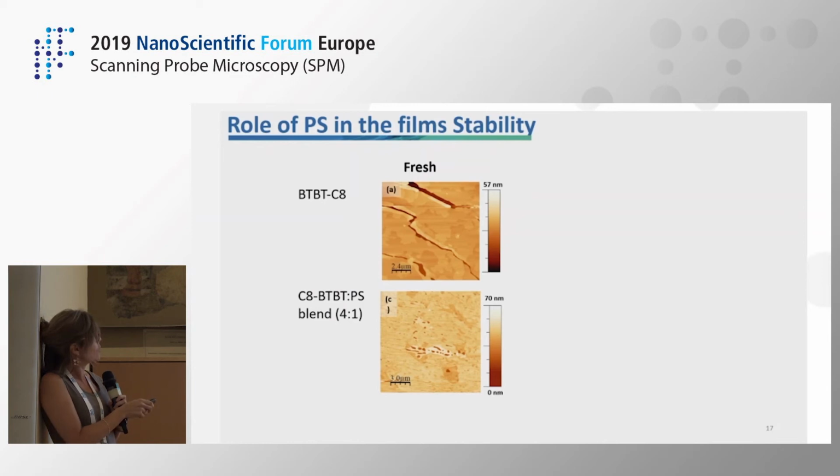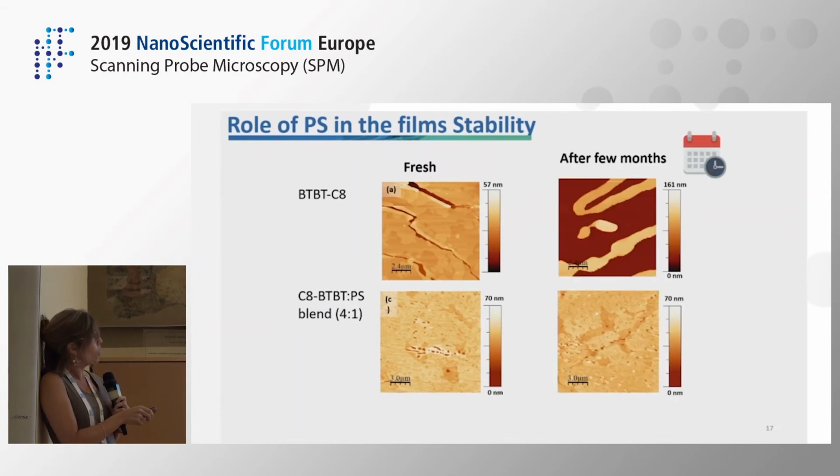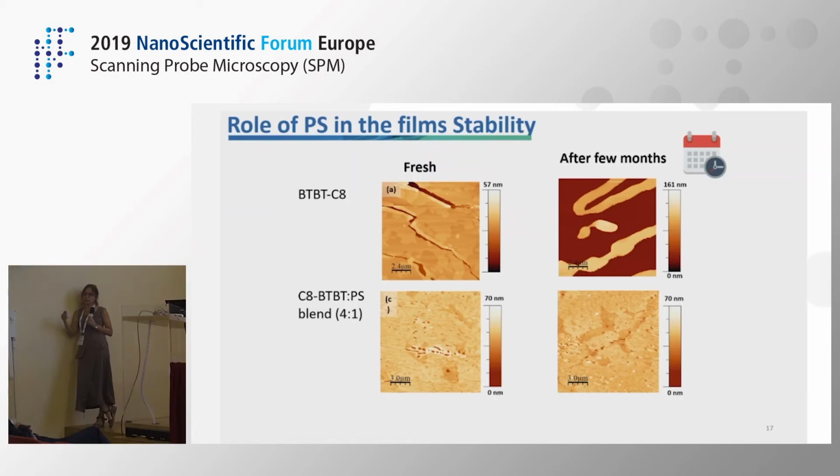So these are the freshly prepared devices with polystyrene and without polystyrene. And after several months, the BTVT-C8 undergoes dewetting. This is a very well-known problem for this molecule, whereas the polystyrene stabilizes the morphology of the devices, and this is also reflected in the electrical characteristics with time.